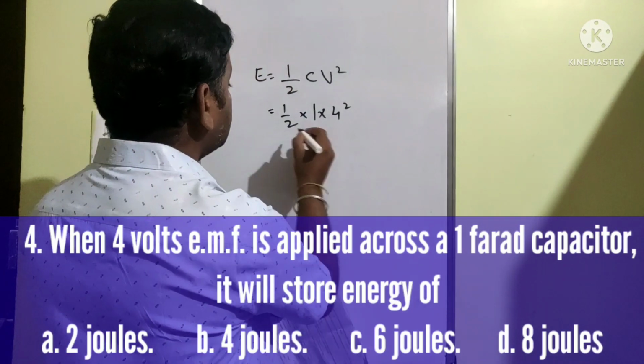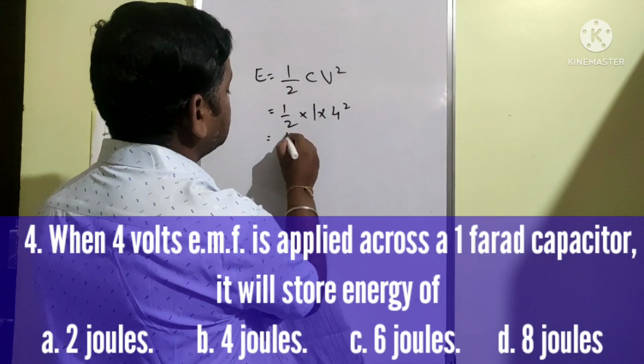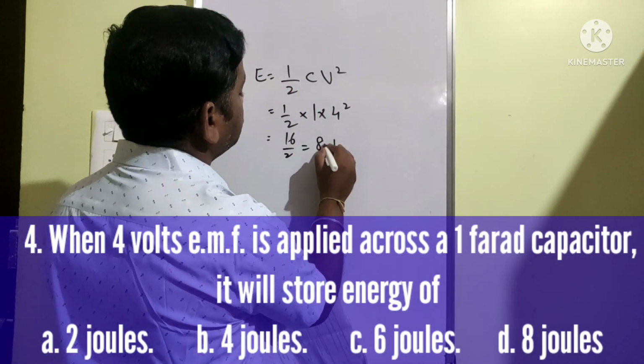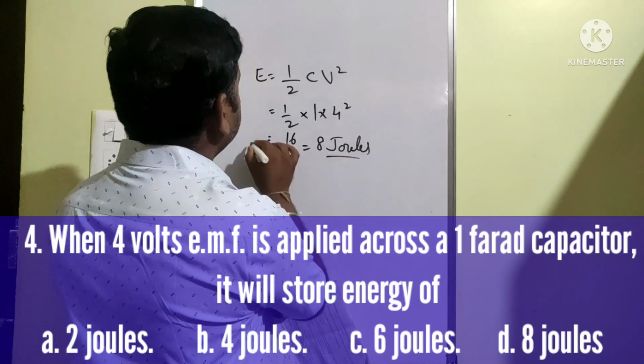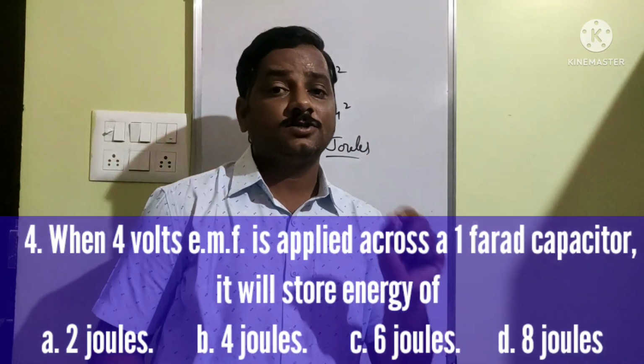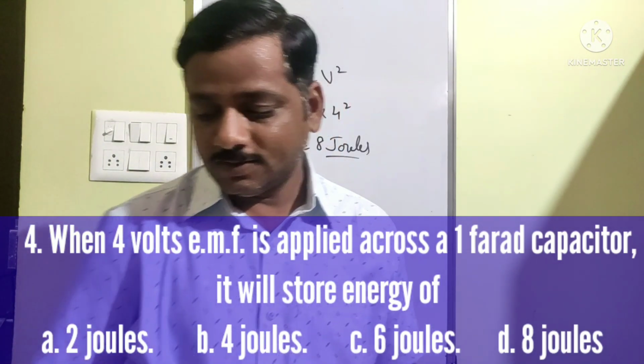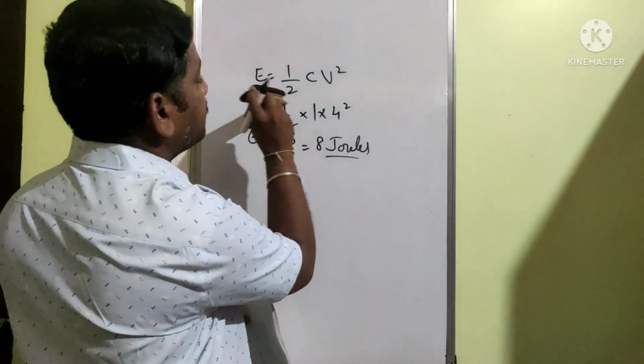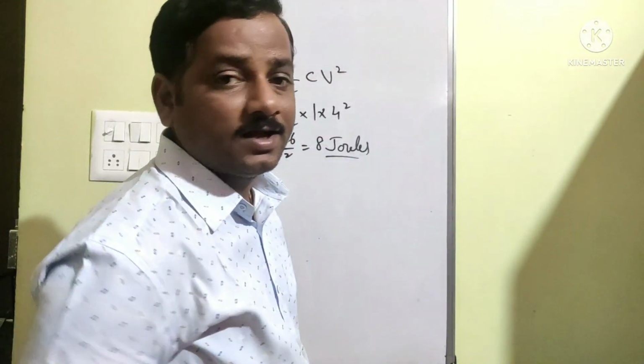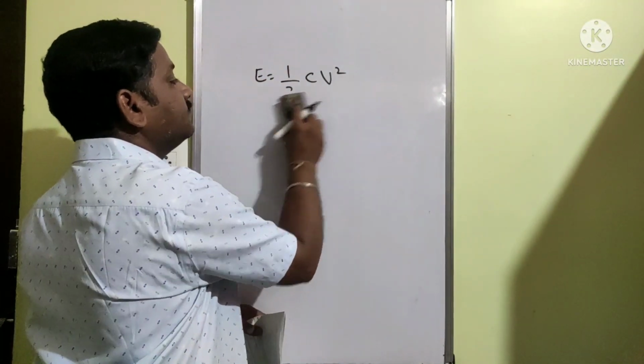That is very important. So we get 4 square is 16 by 2. The option will be 8 joules. So energy stored in the capacitor is 8 joules. That is the option. Option D will be the answer for this. Just remember the basic formula of energy storage, and the unit of energy will be in terms of joules only.